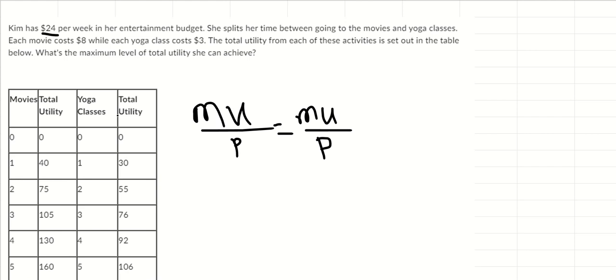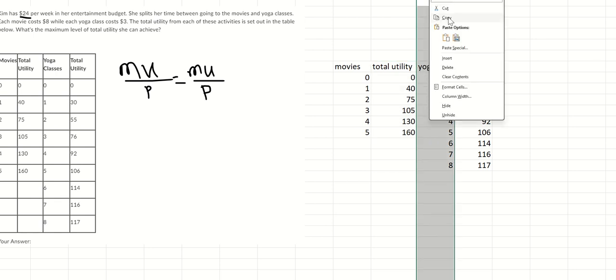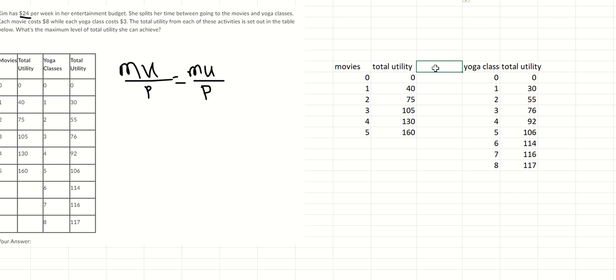All right, so let me copy this table here. We have the number of movies, the total utility for the movies, the yoga classes, and the total utility for the yoga classes. Let me copy the tables into my spreadsheet, and let's do some very simple math. All right, so this is the table we have. We have the total utility, but what we need is the marginal utility. So first I'm going to insert one more column, and we can call this one the marginal utility of movies.